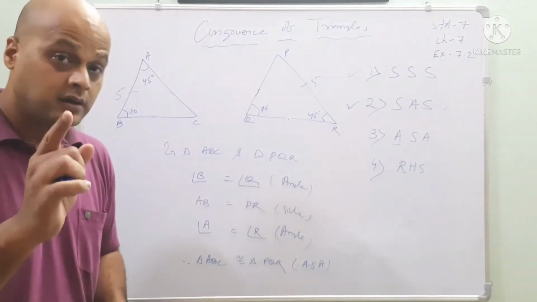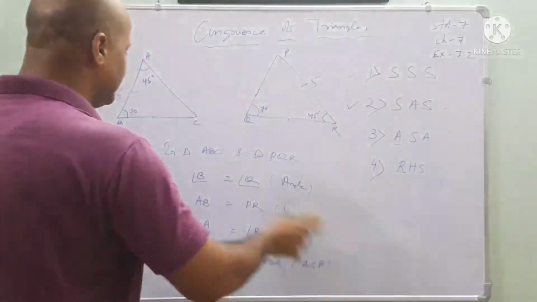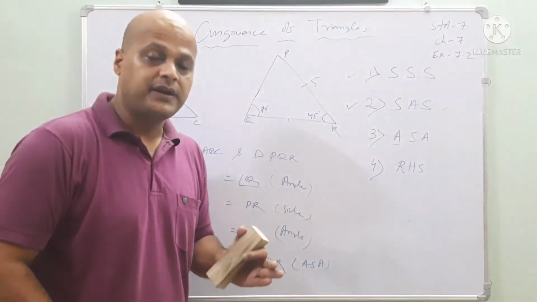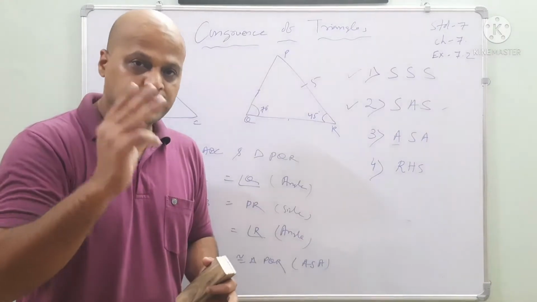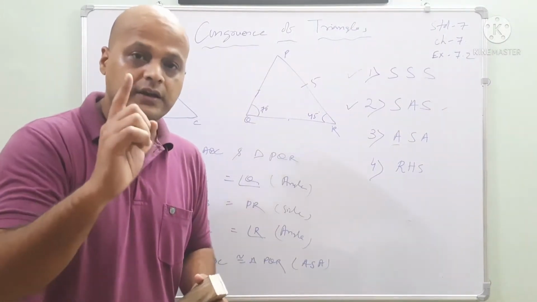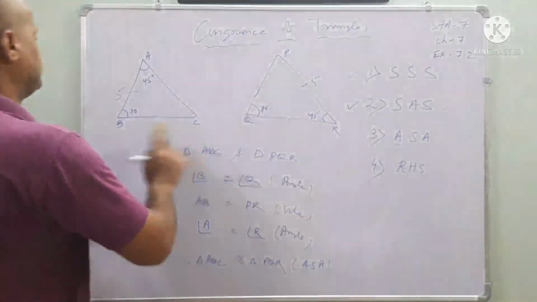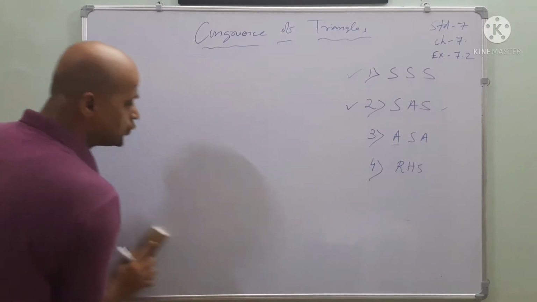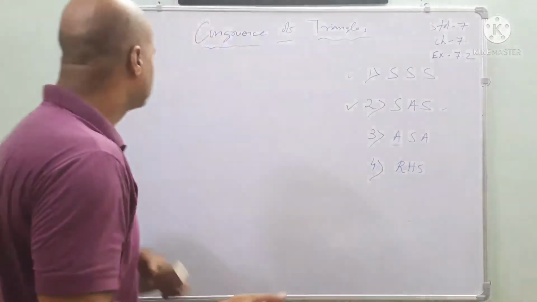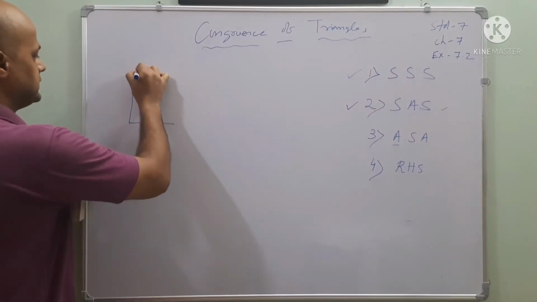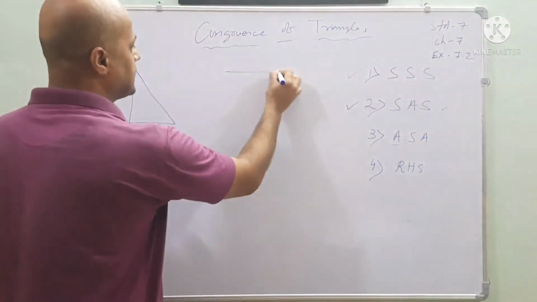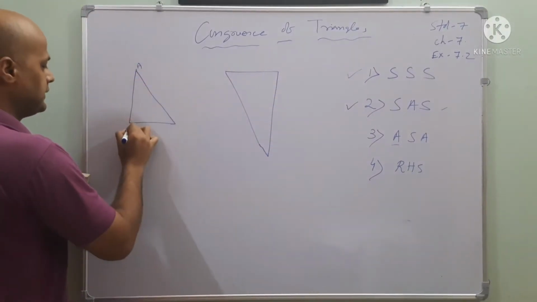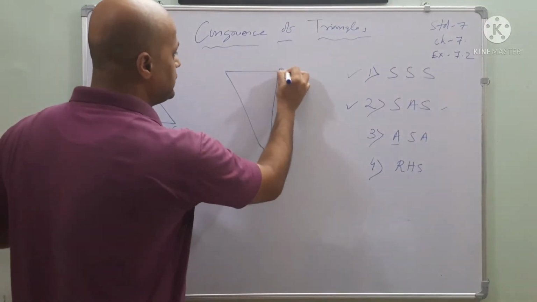Let's go for the fourth rule. What is the fourth rule? RHS rule. That is right angle, hypotenuse, side. Right angle means we know that a triangle has three angles. Out of these three angles, one angle must be a right angle. Okay? And this rule is only implemented for the right angle triangle. Let's take two triangles. Another triangle is like this. If I write A, B, C, P, Q, R.